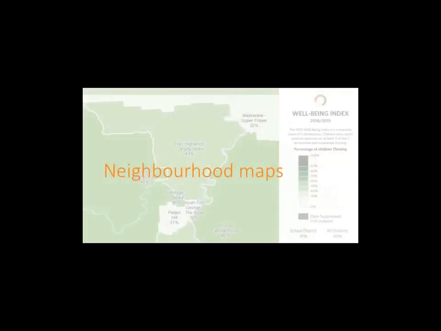Neighborhood level results show the well-being and assets present in children's lives across neighborhoods and communities within each school district. So we have reporting at the school level, at the neighborhood level by where children live according to their home postal code, and also at the school district level.